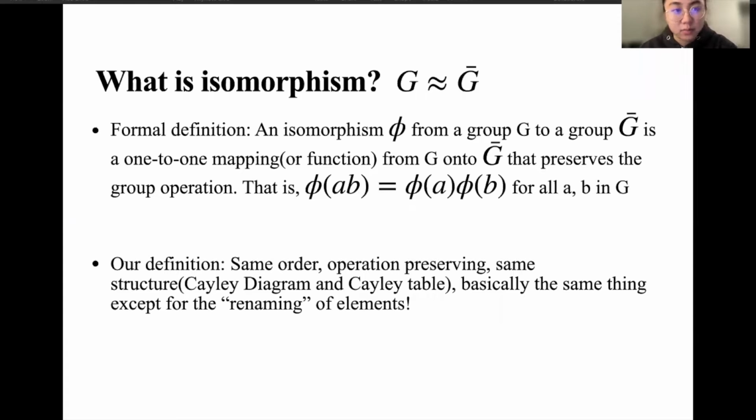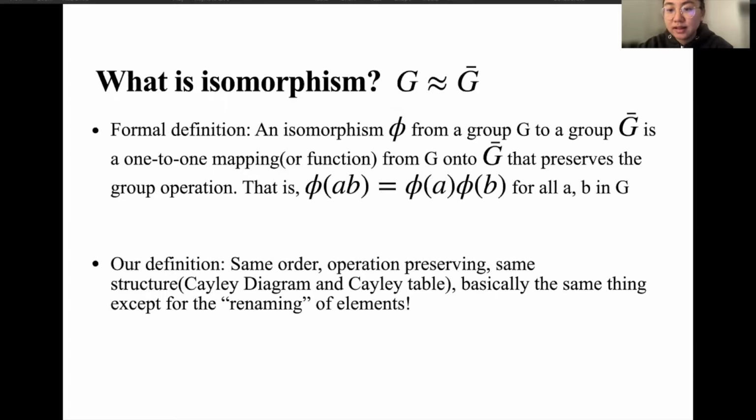So what is isomorphism? The formal definition in the textbook is that an isomorphism phi from a group G to a group G bar is a one-to-one mapping or function from G onto G bar that preserves the group operation. That is, phi(AB) equals phi(A) times phi(B) for all A, B in G. This formal definition seems hard. To think of it more intuitively, we worked out our own definition of isomorphism.